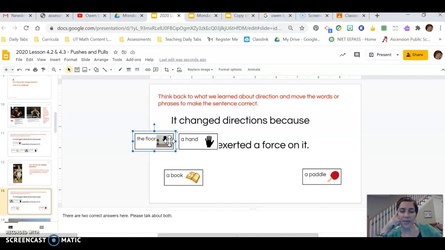So I want you to think about a force could be a moving object. The moving object was the hand, but a force could also be an object that doesn't move, an object that is still.